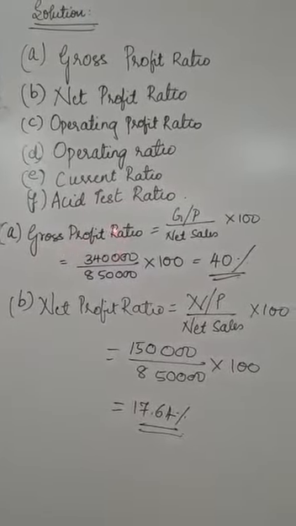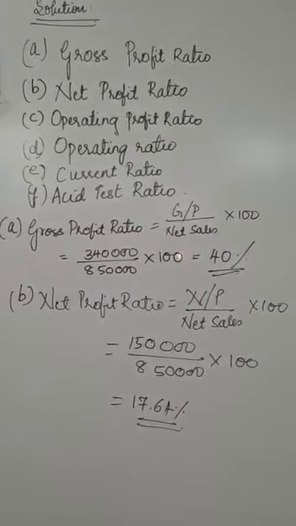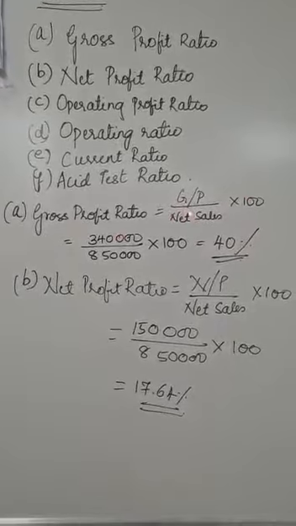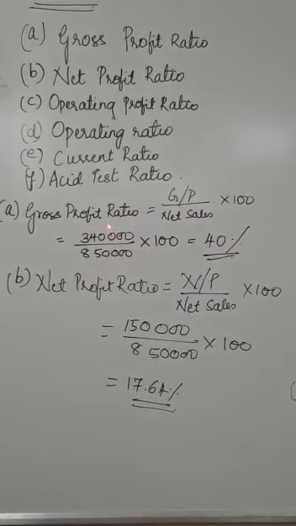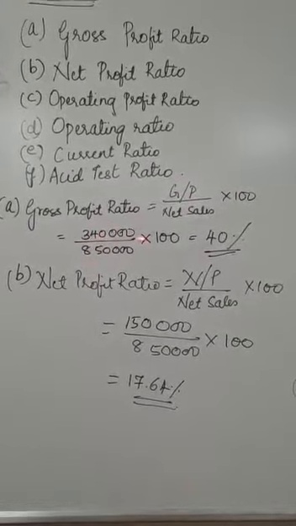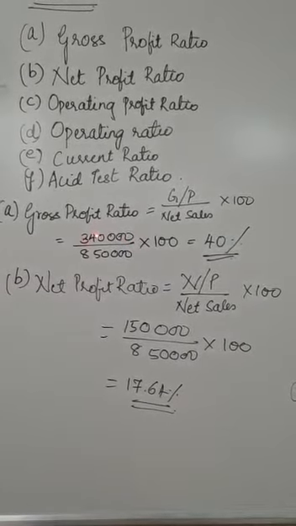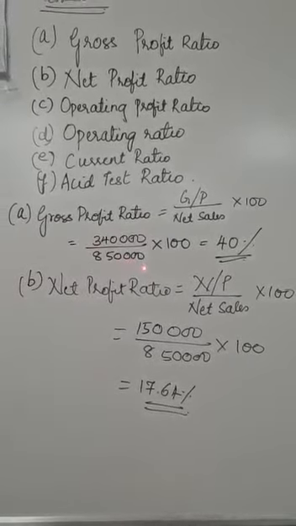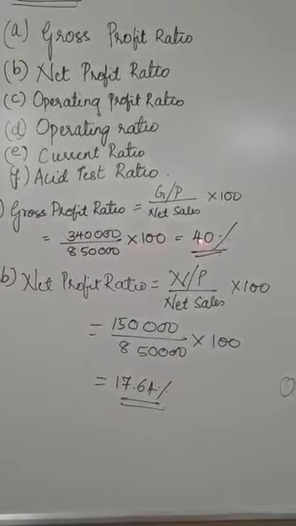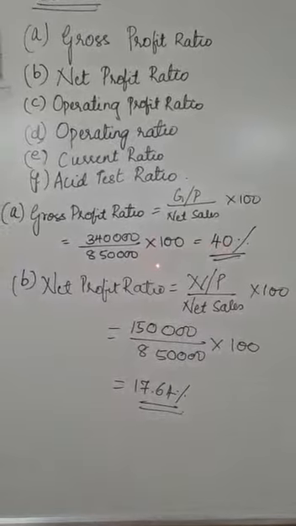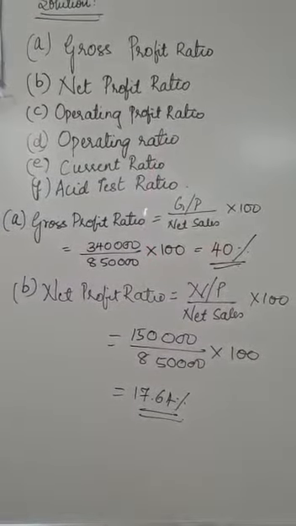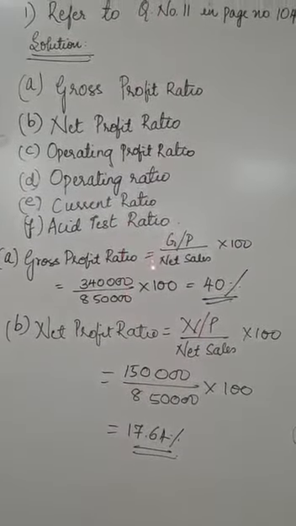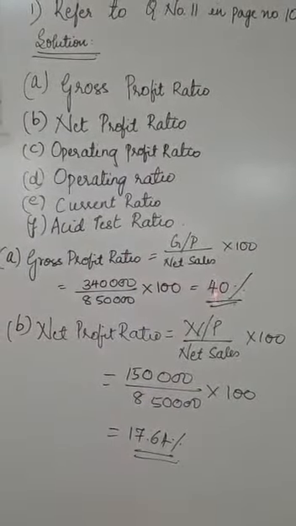The gross profit ratio will be calculated by gross profit divided by net sales into 100. Now gross profit, they have given in the question, it's 3,40,000. Gross profit divided by net sales. What's the net sales? Net sales, it's nothing but 8,50,000, which is again given in the question. So multiplied by 100, it's 40%. We are trying to find out what is the ratio of gross profit towards the net sales in the firm. And that's we got as 40%.